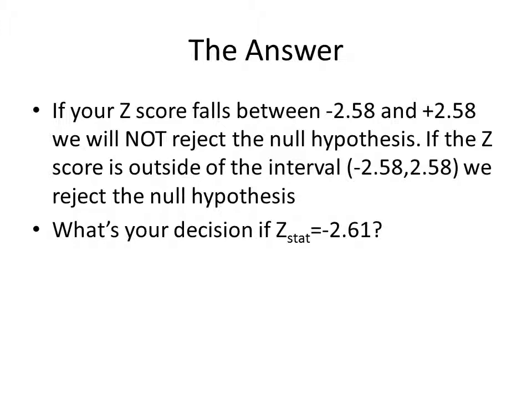So what would your decision be if the z-stat was negative 2.61? Well, compare that value to this interval. You see it's outside of this interval, so in this case we would have to reject the null hypothesis. Your value is just way too far away from the mean in this case.